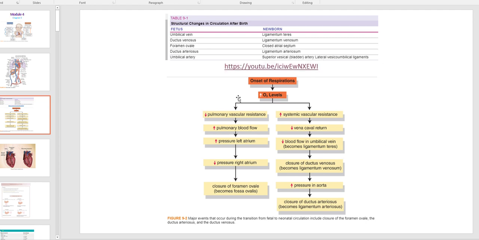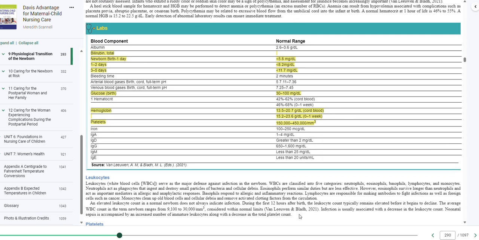Moving along, this is just talking about the respirations, the onset of respirations, what actually happens. And this is in your book on figure 9.2, on page 286. Okay, just going back a little bit. All right, now we're going to move forward to page 291.